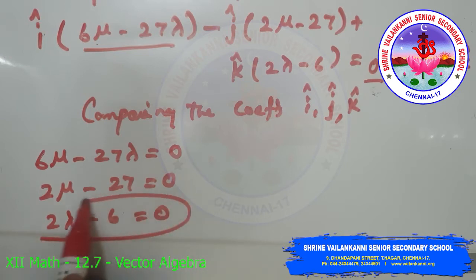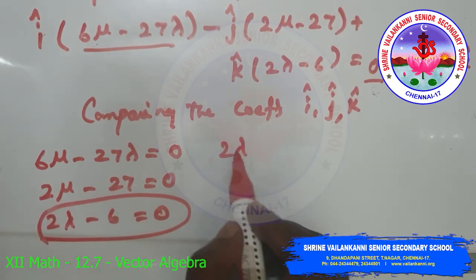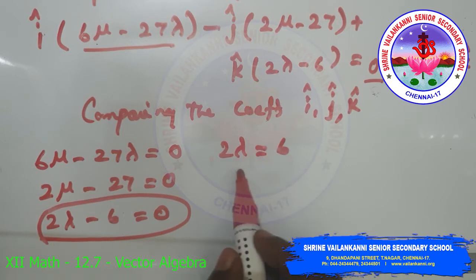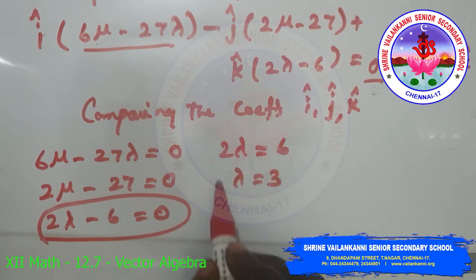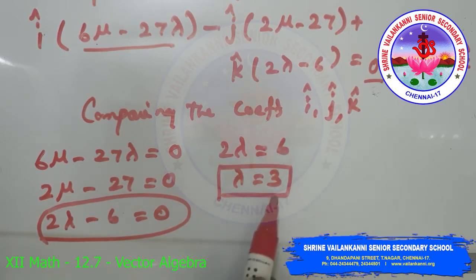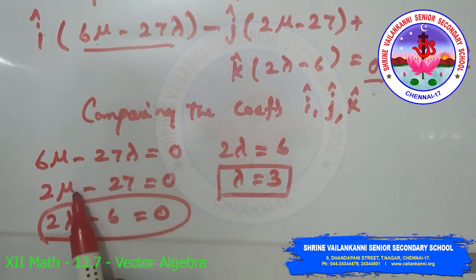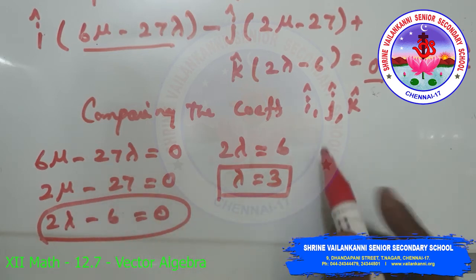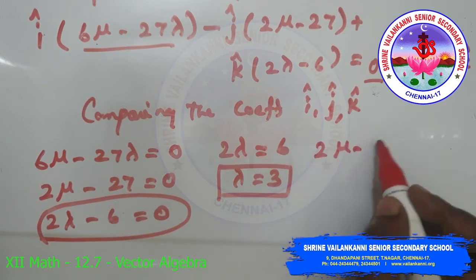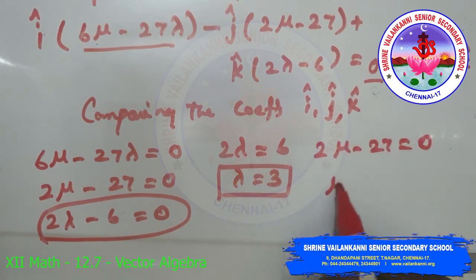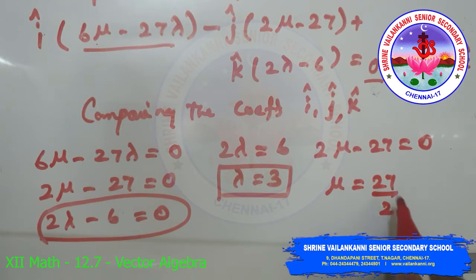Taking this equation, 2 lambda equals 6, so lambda equals 3. Then 2 mu minus 27 equals 0, so mu equals 27 by 2.